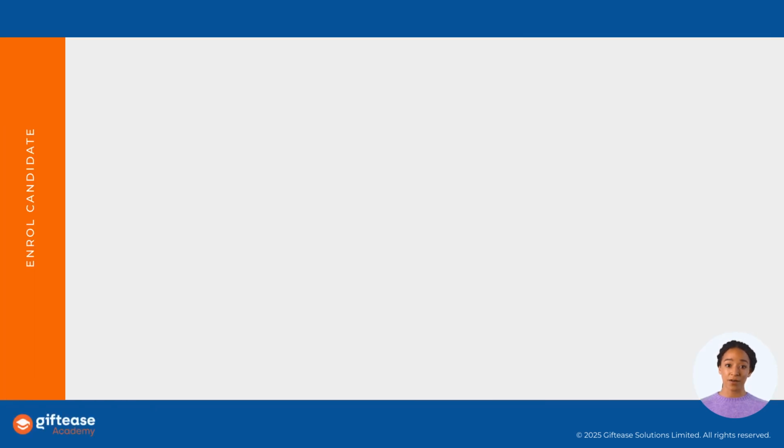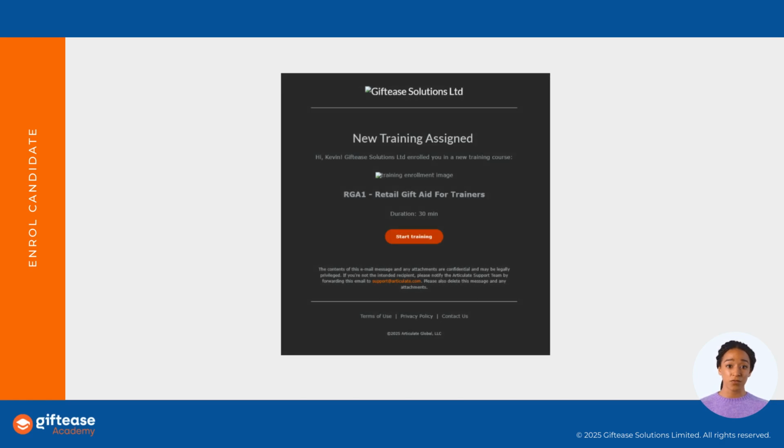After a successful enrollment, an email will be sent to your enrolled candidates, informing them that they have been enrolled and providing a link to start their training. Additionally, your course management screen will update to reflect the candidates you have enrolled.